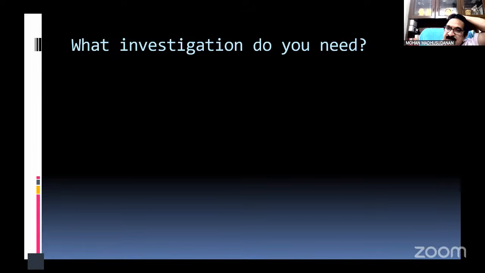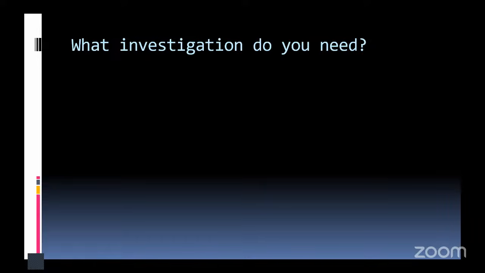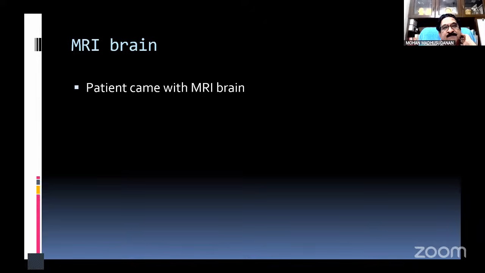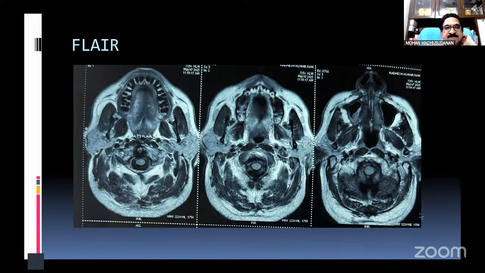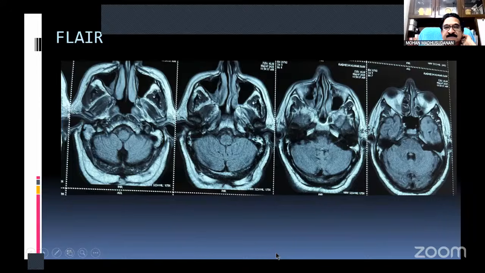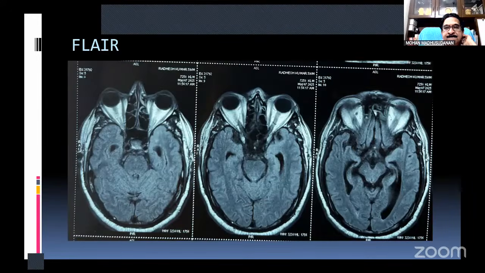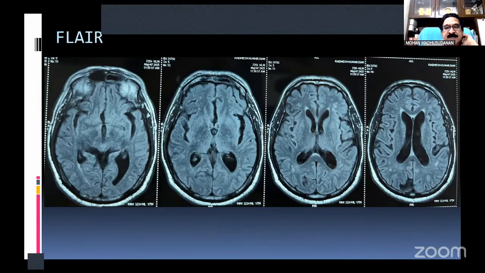Okay, so what investigation do you need now? MRI brain, sir. Okay, MRI brain. So already the patient came with an MRI brain. So this is the MRI brain. This is the FLAIR sequence. Normal. There is no hyperintensity in the brain.